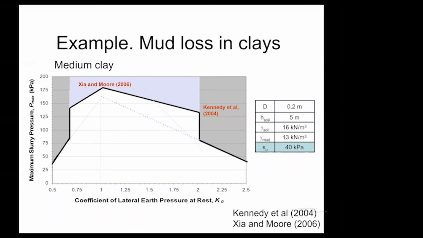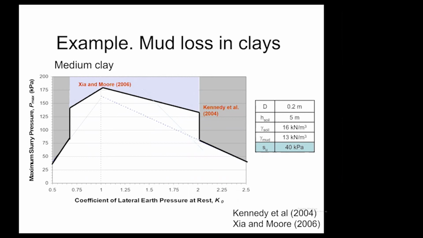And this plot shows on the vertical axis maximum mud pressures, which will cause failure and loss of drilling mud, versus this parameter that I've mentioned a couple of times, this coefficient of lateral earth pressure at rest. That's the ratio of the horizontal stresses in the ground to the vertical stresses. And what it shows is that there are three zones that we need to think about: a zone on the left, that larger central zone, and a zone on the right. And I'll talk a little bit more about them.